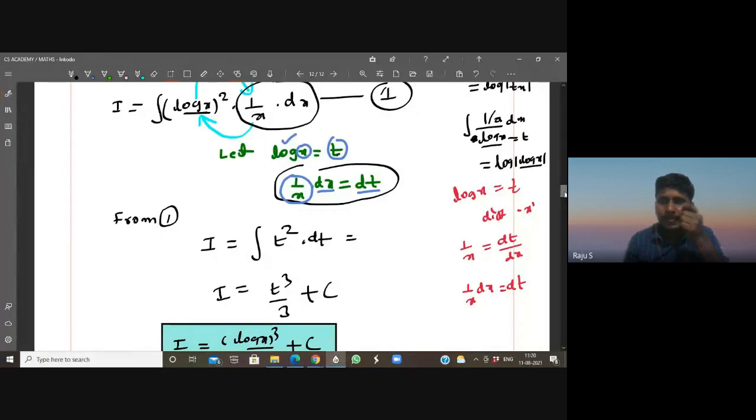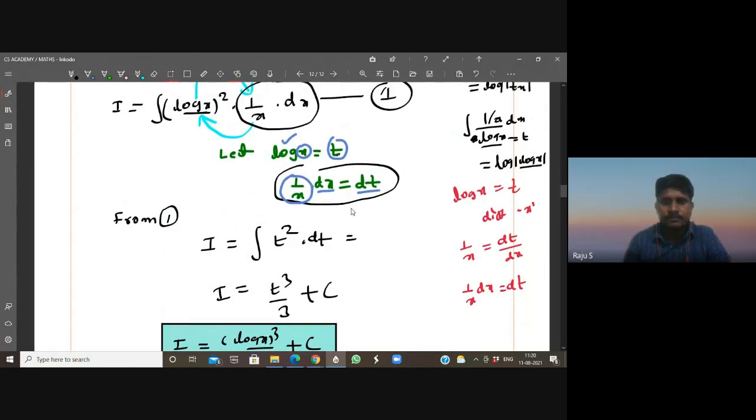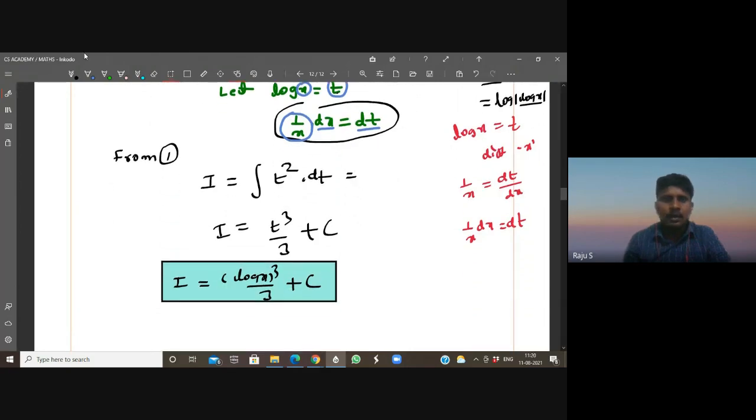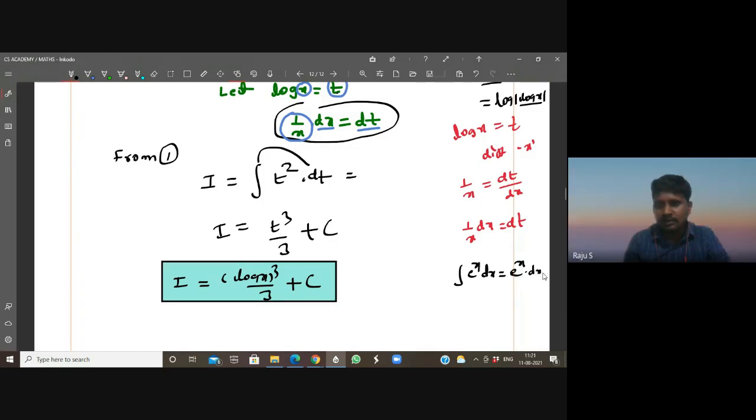Okay, students? Right. So what happened to dt? See, in this integral, this dt gets cancelled. T square becomes t cube by 3. Clear? Generally, for example, if e power x dx is there, what will you write on the right side? You will write just e power x. Are we writing any dx? No. Integral dx is cancelled, e power x integral is e power x. That's all.